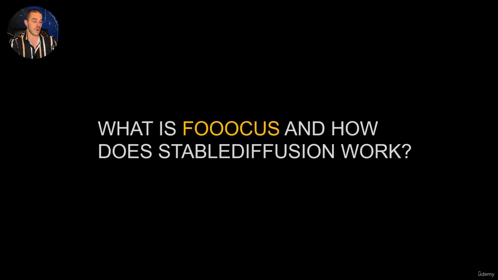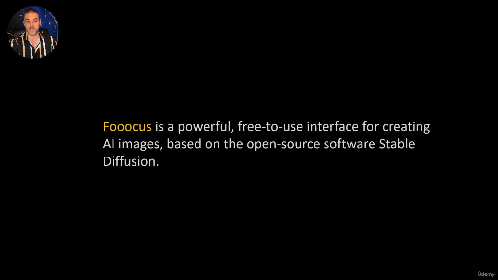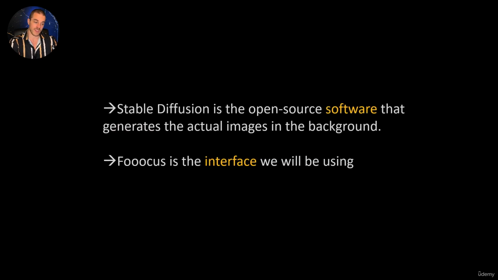Good, what is Fooocus and how does Stable Diffusion actually work? Fooocus is a powerful free-to-use interface for creating AI images based on the open source software Stable Diffusion. So we have Stable Diffusion as an open source software in the background that is doing the major work, creating the images, and we have Fooocus as an interface we use to access that software. And sometimes I switch between the terms and I say Stable Diffusion instead of Fooocus or Fooocus instead of Stable Diffusion. But within that course, it should be all right to just keep in mind that Fooocus or Stable Diffusion is the name of our AI tool we use to generate the images.